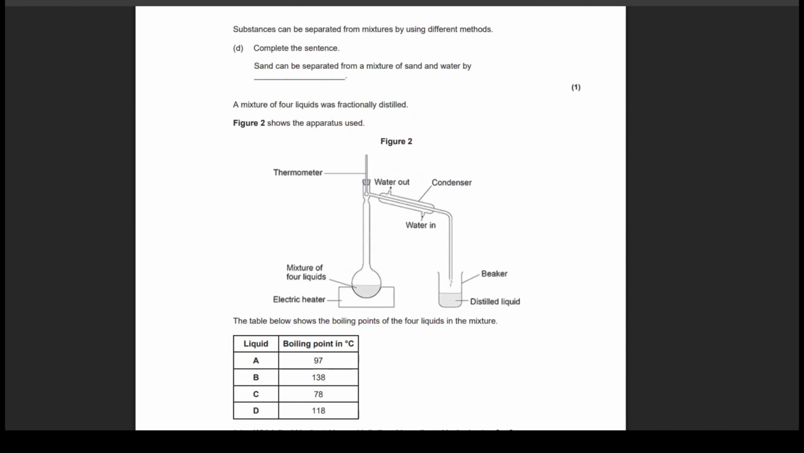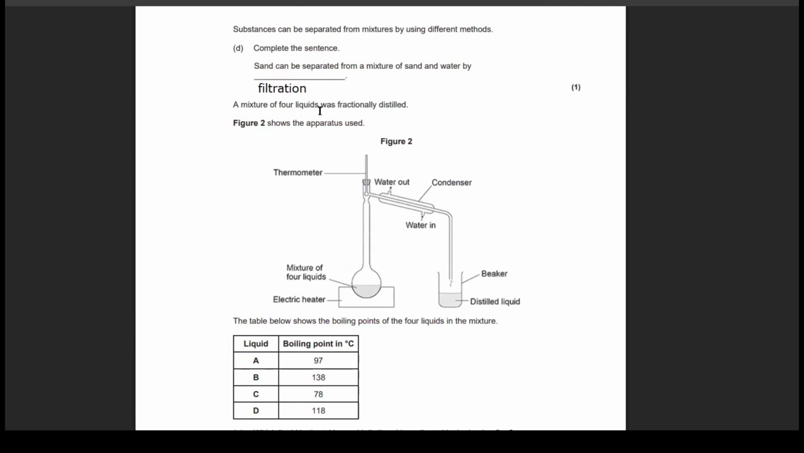Okay, these are all exam questions from the last 6 years of GCSE exams. Substances can be separated from mixtures by using different methods. Complete the sentence. Sand can be separated from a mixture of sand and water. So this is nice and easy. Pause, have a go. It's filtration.